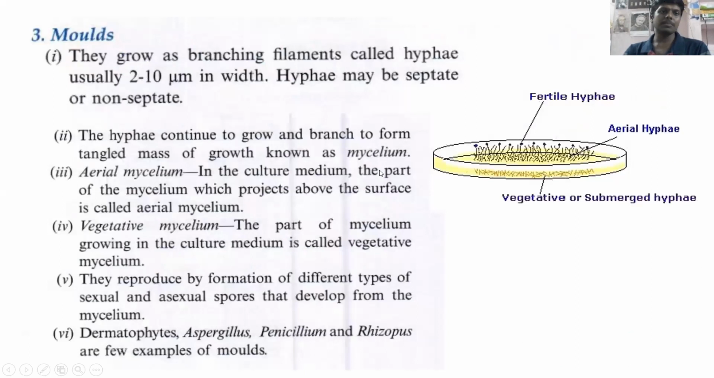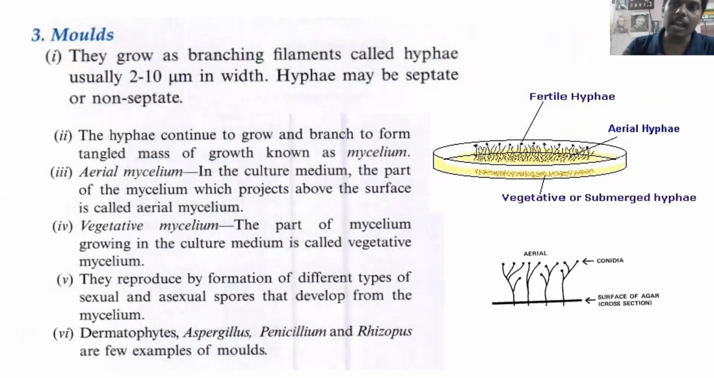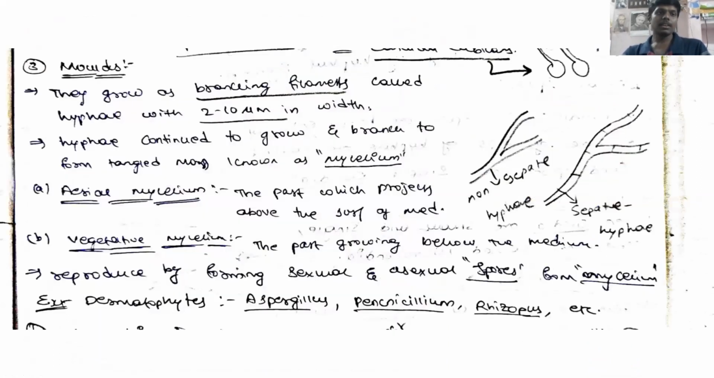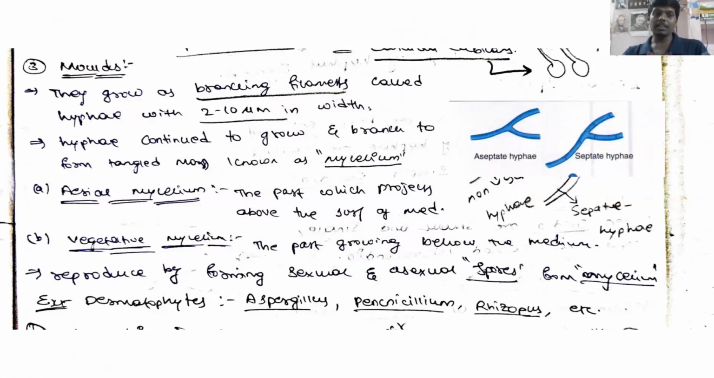Then you have molds. Molds are slender stem-like structures, 2 to 10 micrometers in width. If these hyphae grow above the medium, they are called aerial mycelium. If these hyphae grow below the medium, they are called vegetative mycelium. The best examples of molds are Aspergillus, Penicillium, and Rhizopus. By the way, in molds the hyphae can be either septate or non-septate, that is, aseptate hyphae.